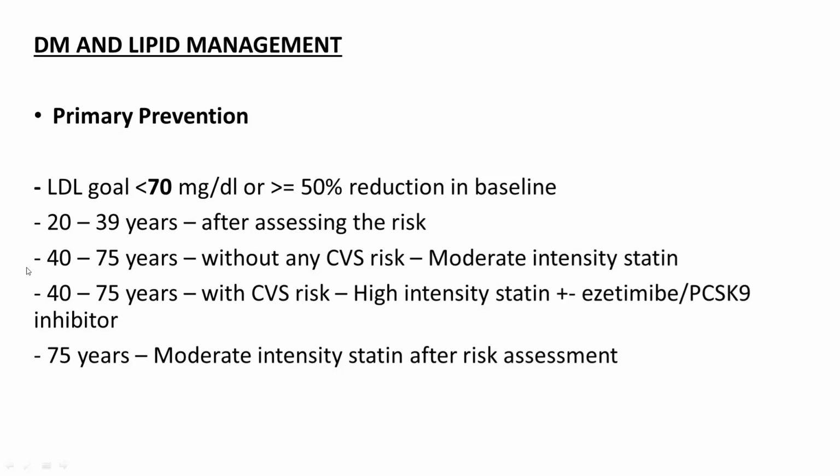Another category is 40 to 75 years, but the patient has cardiovascular risk factors. What are they? A strong family history of premature heart disease, or deaths in the family, and the patient also having risk behaviors such as smoking. In such a case, with age and high CVD risk, not only moderate intensity, we can go for high intensity statins, that is, 40 milligrams of atorvastatin or 20 milligrams of rosuvastatin.